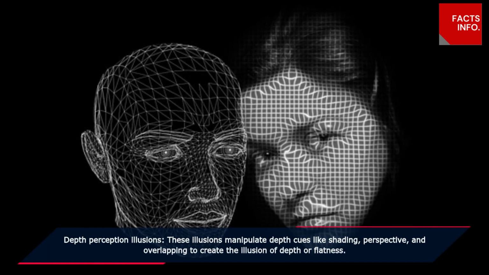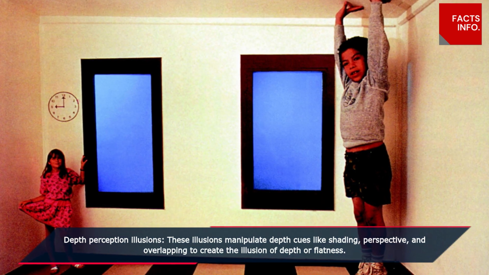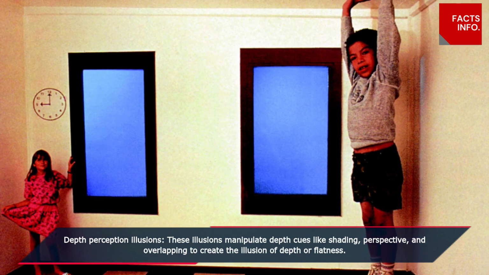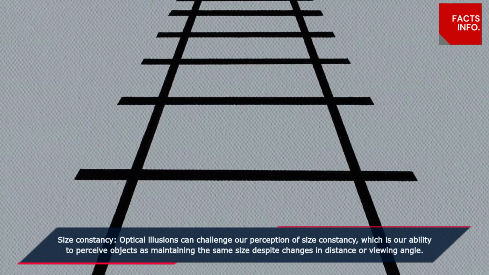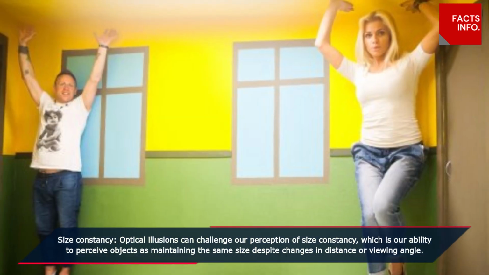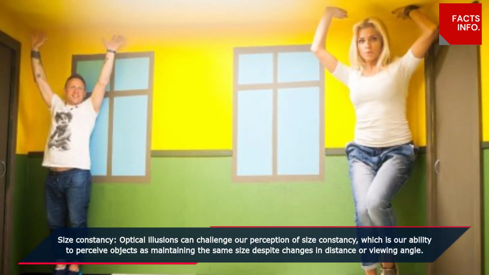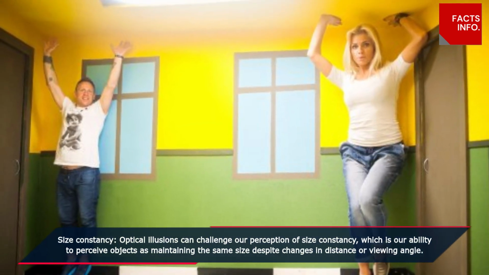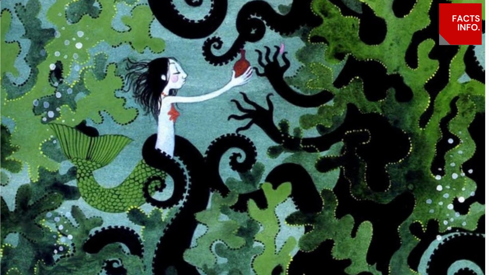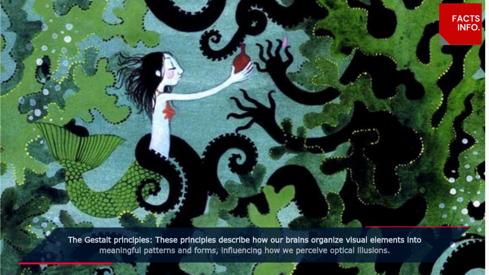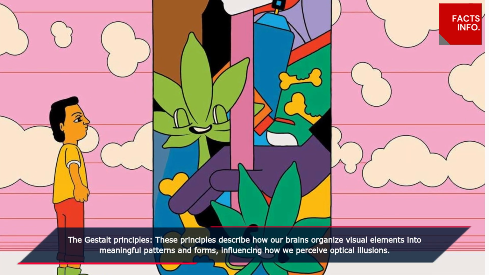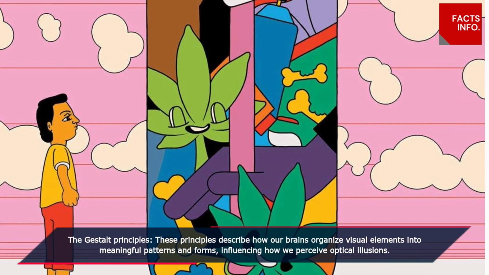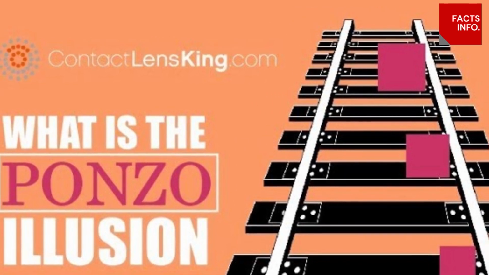These illusions manipulate depth cues like shading, perspective, and overlapping to create the illusion of depth or flatness. Size constancy. Optical illusions can challenge our perception of size constancy, which is our ability to perceive objects as maintaining the same size despite changes in distance or viewing angle. The Gestalt principles. These principles describe how our brains organize visual elements into meaningful patterns and forms, influencing how we perceive optical illusions. The Ponzo illusion.